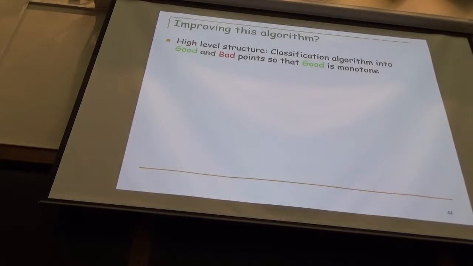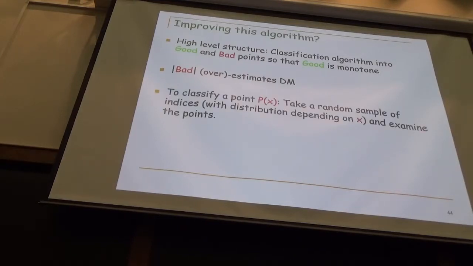So first of all, we have a classification algorithm into good and bad points. And we want good to be good. And bad, the size of bad overestimates the distance to monotonicity. Right now, it might overestimate by a factor of 2. We'd like to get it to overestimate only by a factor of 1.1 or something like this.